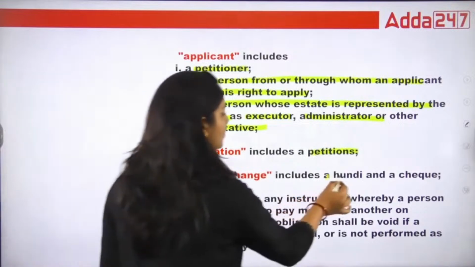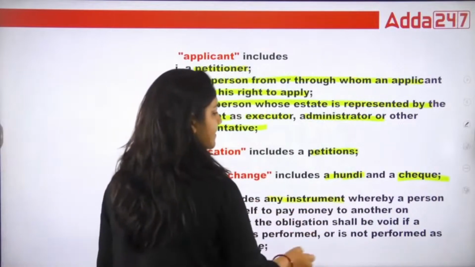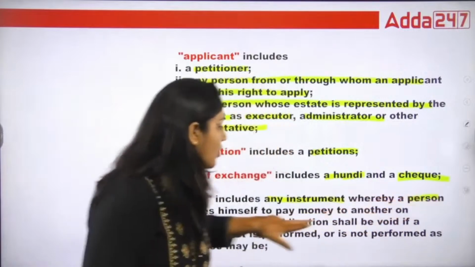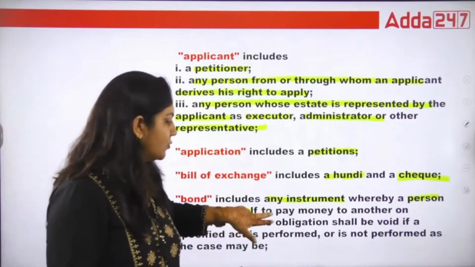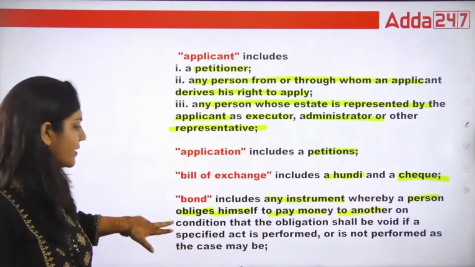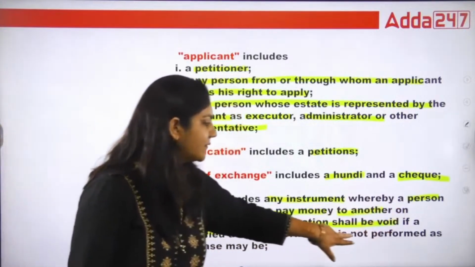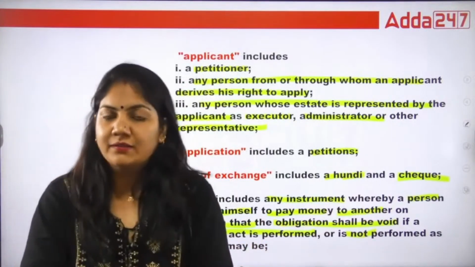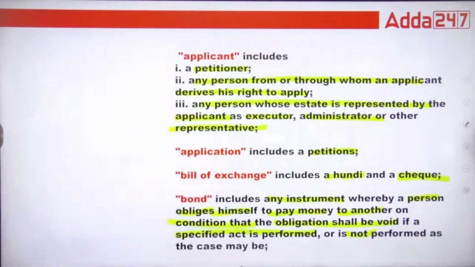Bill of exchange, hundi, check. Bond, any instrument. Instrument means a document whereby a person obliges, meaning duty, a person obliges himself to pay money to another on condition that the obligation shall be void if the specified act is performed or not performed. So bond is basically what we have written in the agreement. That's it. So this is your bond. Okay, this is called bond.